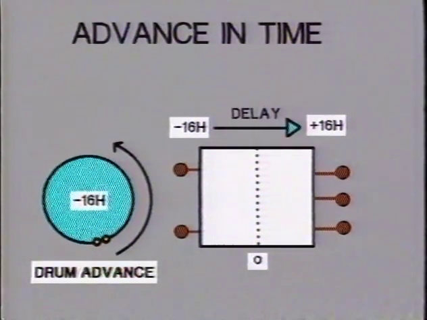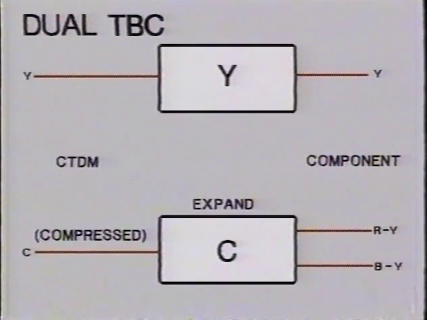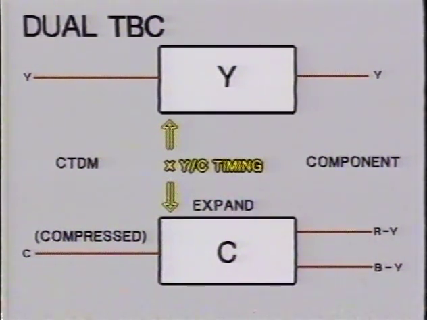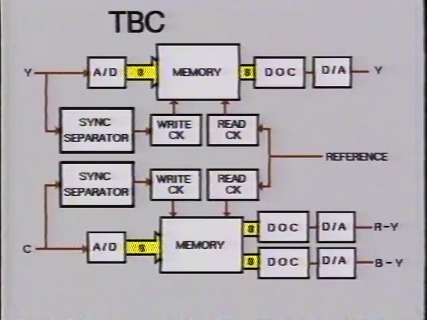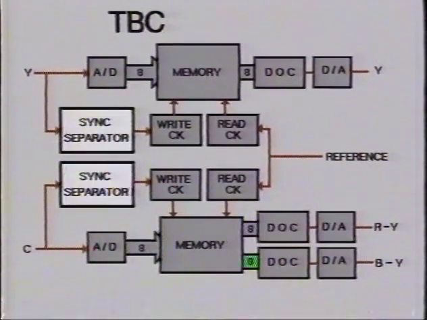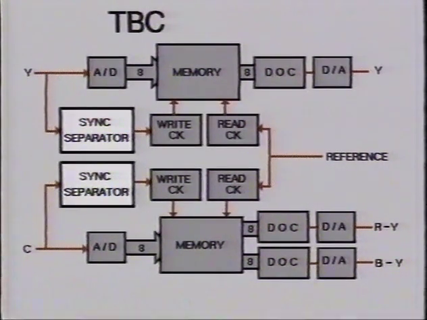Now that we've looked at the basics of time-based correction, let's look at its application within Betacam. We have already said that Y and C have different output timings due to the spacing of the heads, so 2 TBCs are required. So here is a block diagram of a dual TBC. Y and compressed C have their respective syncs accurately separated to reflect precisely any off-tape timing errors.